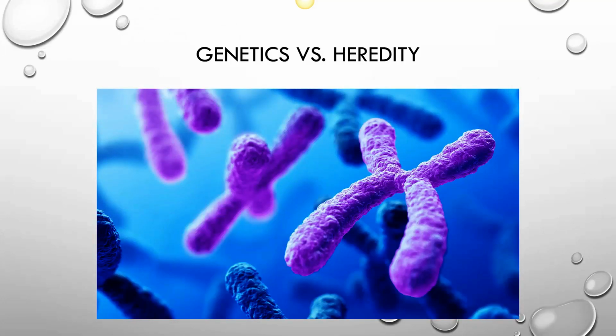Genetics versus heredity. Genetics has to do with the study of all of the genetic material. That includes DNA, RNA, its structure, the genes, and everything that's involved with the field of molecular biology. While heredity is talking about the passage of genes from parent to offspring. So with heredity, we're concerned about how these genes go from one individual down to their offspring.